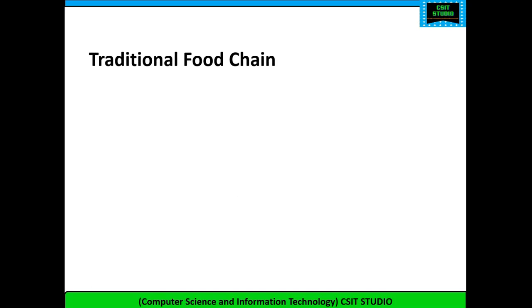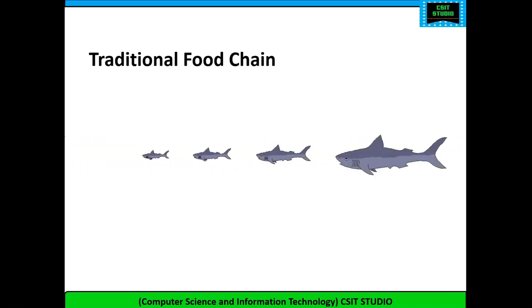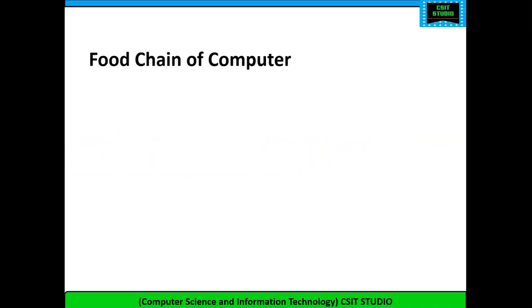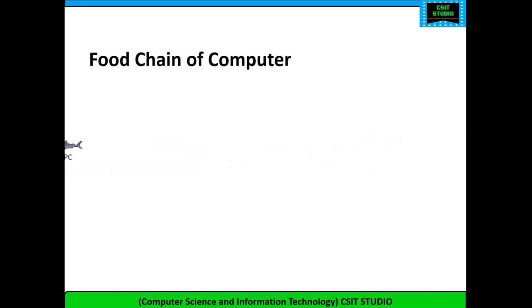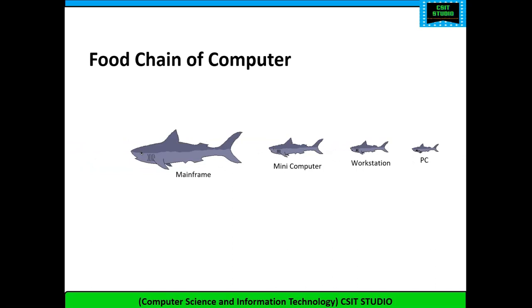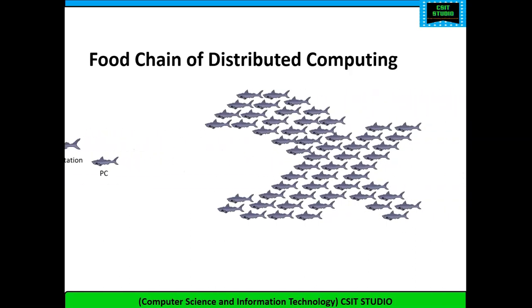And this is a simple example from a food chain. In normal life, the food chain we used to say is like the big fish eats the smaller fishes. Similarly, the food chain of computers is also there. Here the big fish is like the mainframe, then the mini computer, then workstations, then PC. But here it is a bit different, because in distributed computing the food chain is just reversed. These small fish together form a group of computers and eat all those bigger fishes.